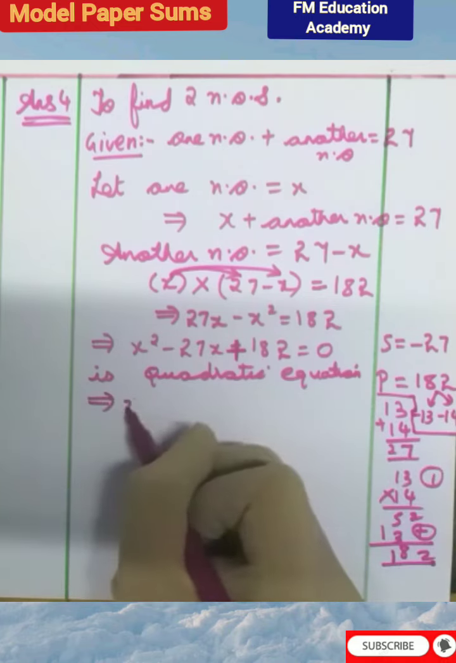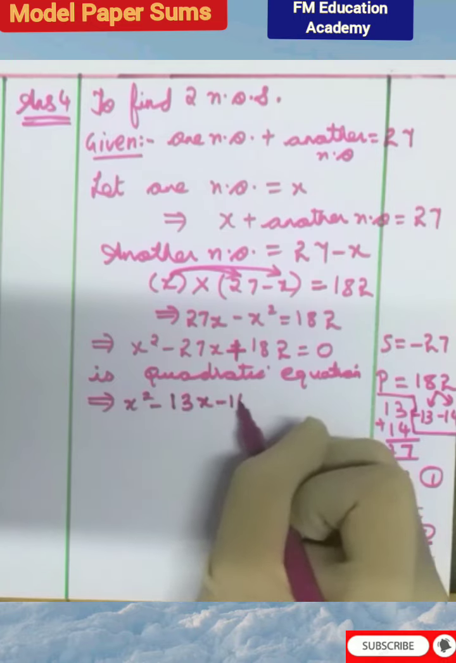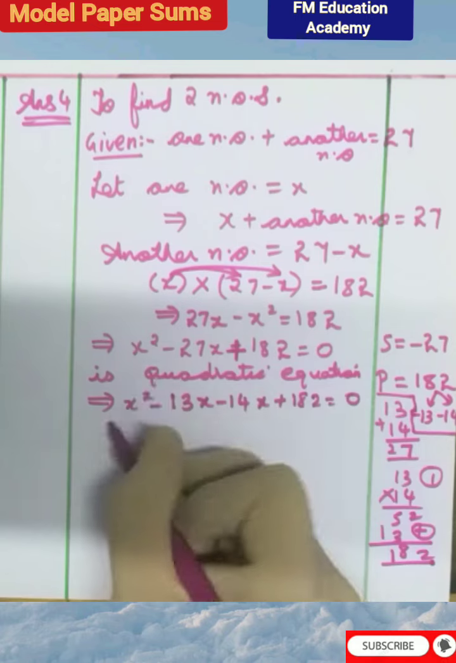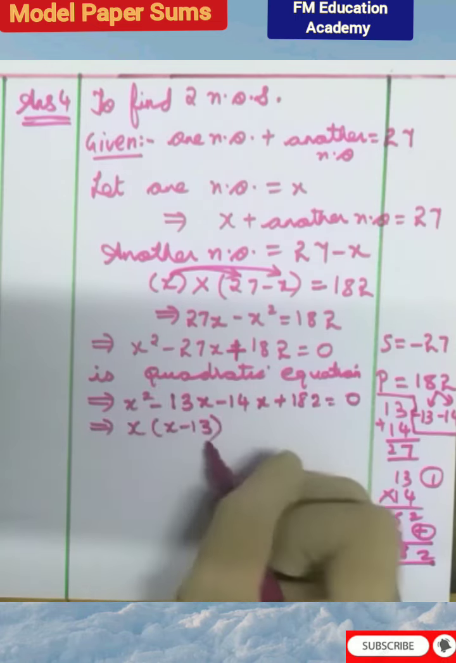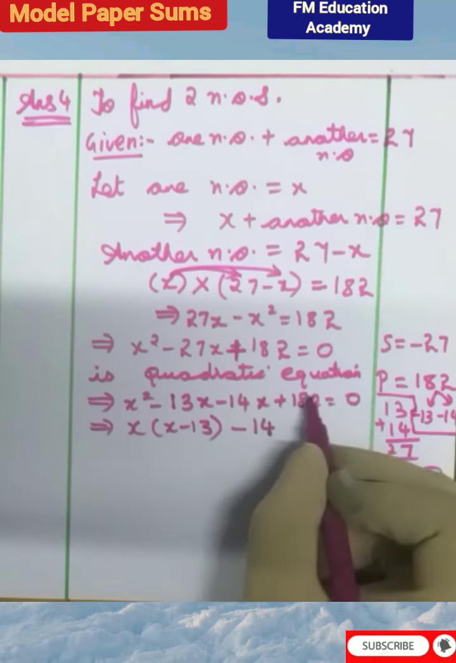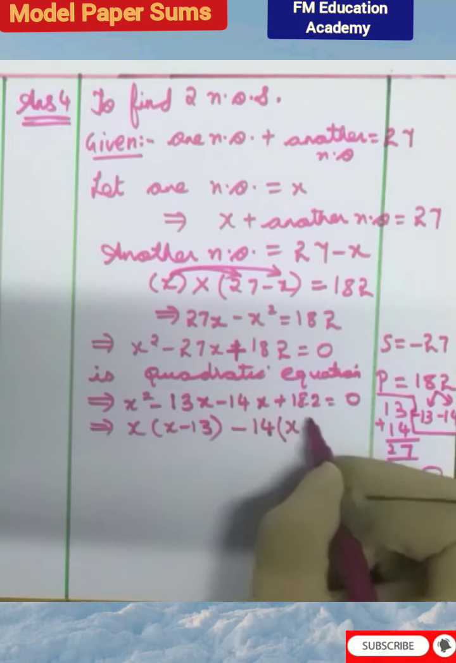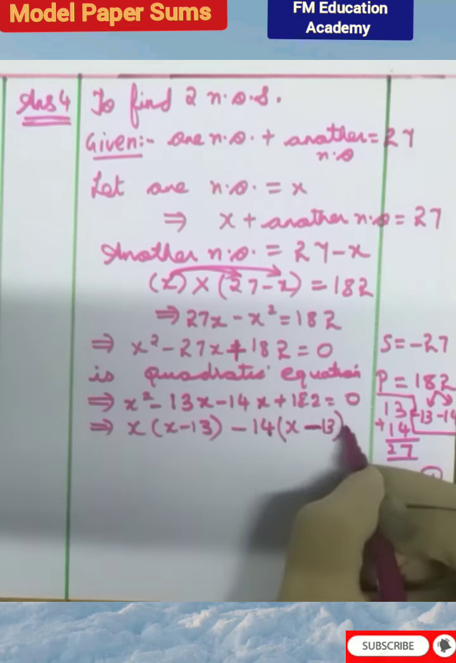So x squared minus 13x minus 14x plus 182 is equal to 0. Take out the common factor from these. x into x minus 13, and from the other two, take minus common, and also 14 because we know 14 into 13 is 182. If I take 14 common from here, I'll get x, and since I took minus common here, I will get minus, because minus into minus is plus. 14 into what is 182? 13. That is equal to 0.